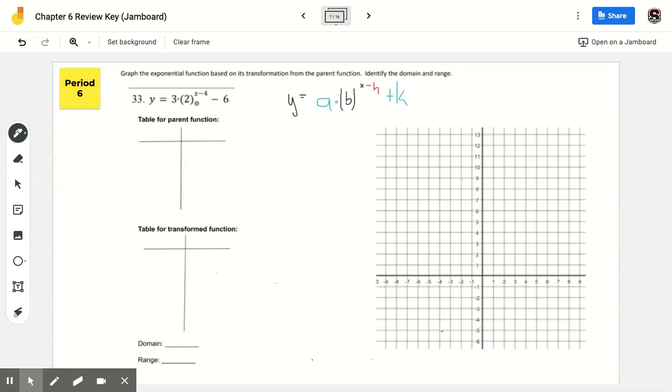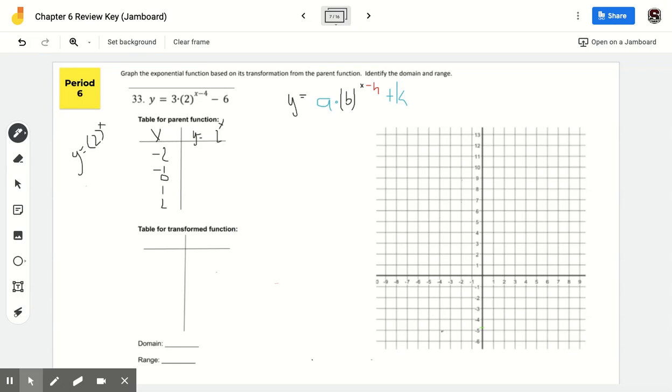So if we can identify what is your parent function here, well, it's going to be y equals some base raised to x. In this case, the base is 2. So I'm going to use x, and then y equals 2 to the x. Now remember, you always use the same x's. Can you recall what they are? -2, -1, 0, 1, and 2.